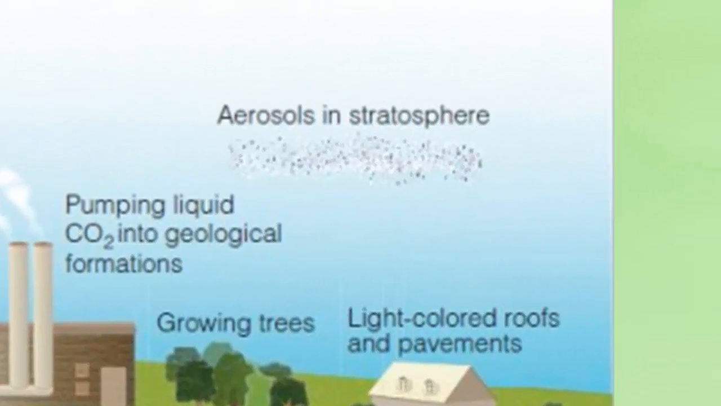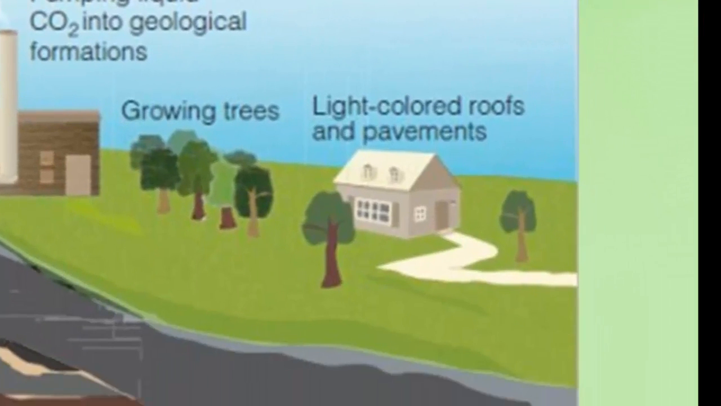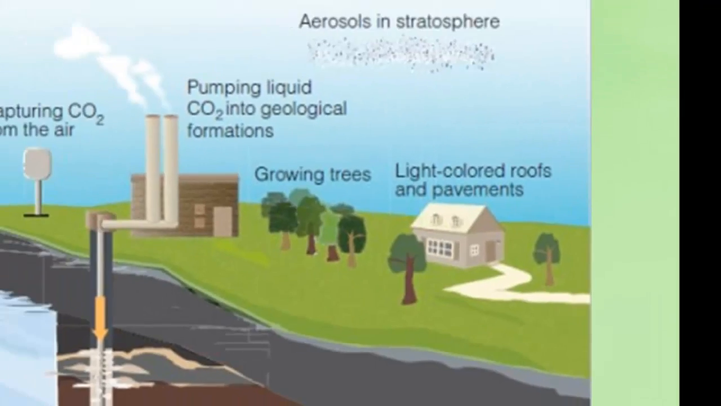Some suggest putting aerosols into the stratosphere by exploding bombs high up in the atmosphere. We could perhaps start painting things more white to try to increase the albedo of the planet so that less sunlight and less heat is held in.